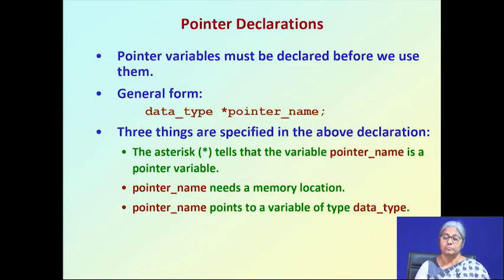Now we declare pointers. The pointer variables must be declared before we use them. So the general form is data type star pointer name, as we read earlier, and this star tells that pointer name is a pointer variable. Pointer name needs a memory location and points to a variable of type data type. That means it points to a variable of the same data type that the pointer variable has.